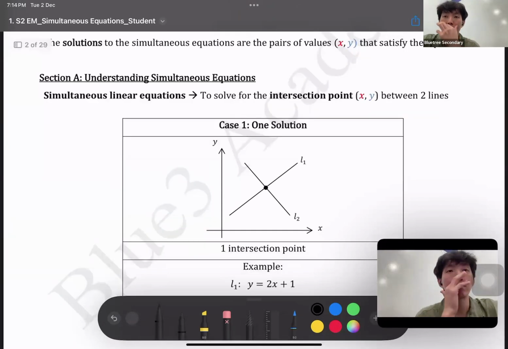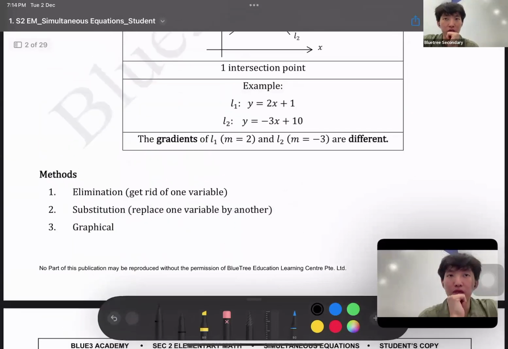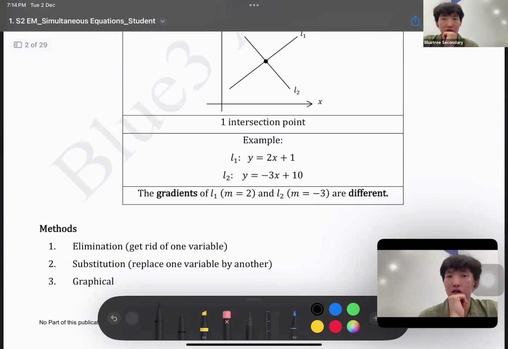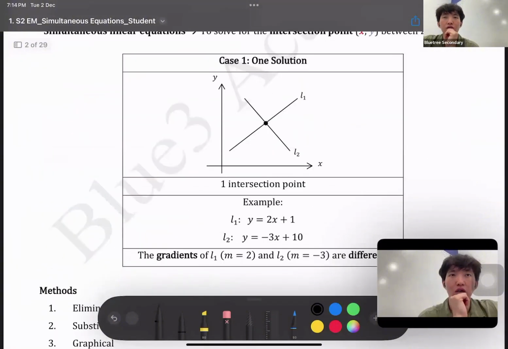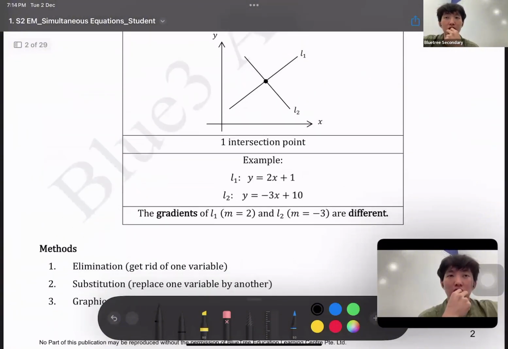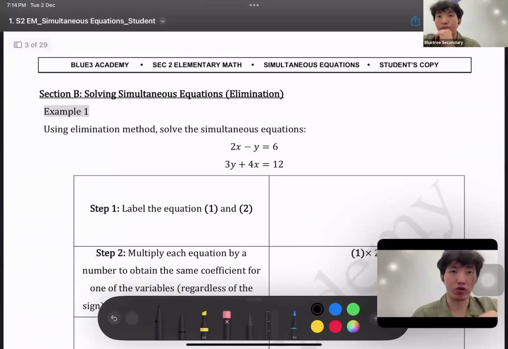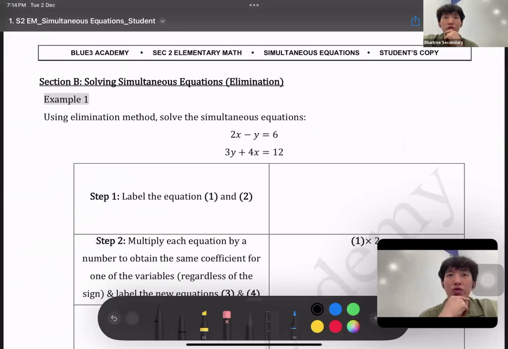Okay, so let's run through the methods. The methods include elimination, substitution, and a graphical method. We won't run through too much of this whole page. I think the main part about simultaneous equations is understanding how you do it first, and then you understand the application. So the method to do it is more important first. So let's run through the first method for solving simultaneous equations. The first method is elimination.